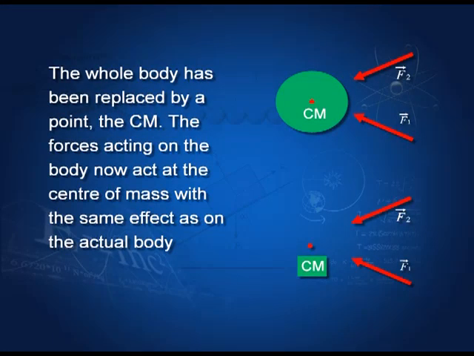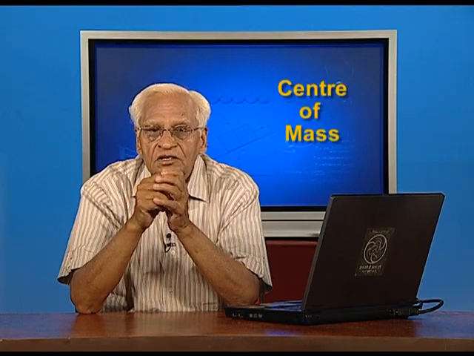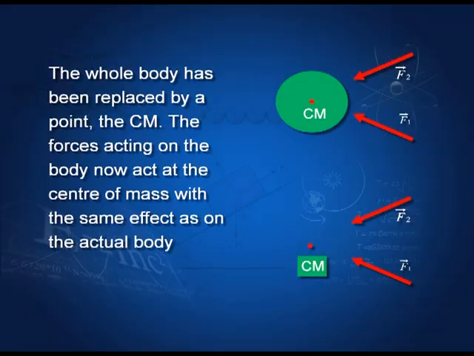Let us see what it means. I will try to explain what I mean by the center of mass of a body. Here is a body on which these forces are acting, F1 and F2. This is an extended body. If I want to study the effect of these forces F1 and F2 on this body, I look for a point in this body so that I can study the effect of these forces at that point, and the effect would be the same as the effect on the whole body. That is the meaning of center of mass.